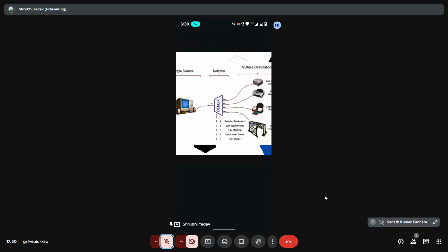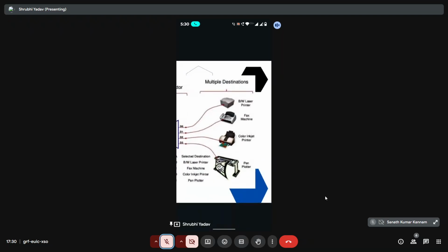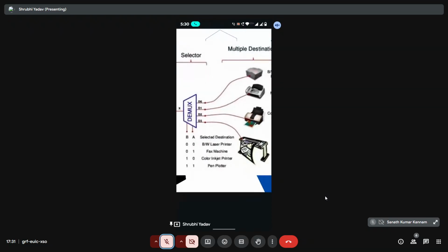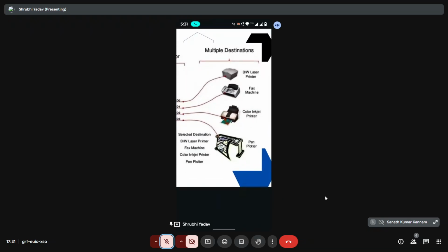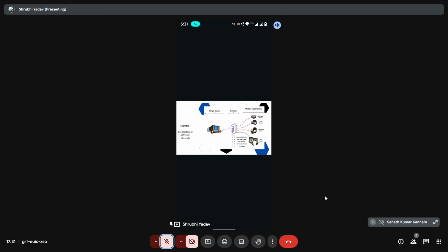So when 0 0 is selected, we see here the laser printer will be selected. And when 0 1 is selected, the fax machine will be selected as it's at D1. When 1 1 is selected, then the pen plotter is selected as it is given at the D3 point. So we can see how data is distributed here according to the select lines and the combinations.